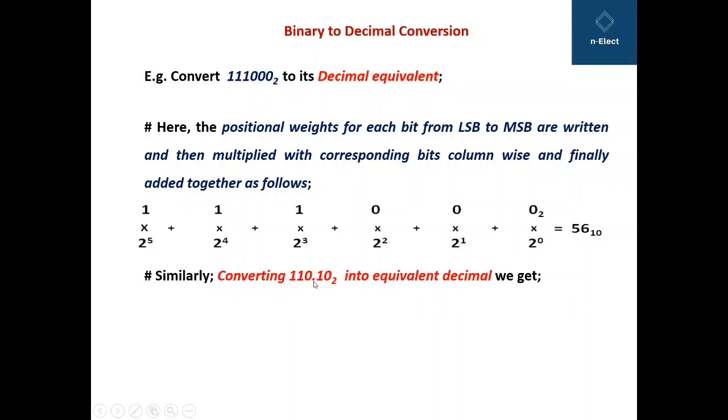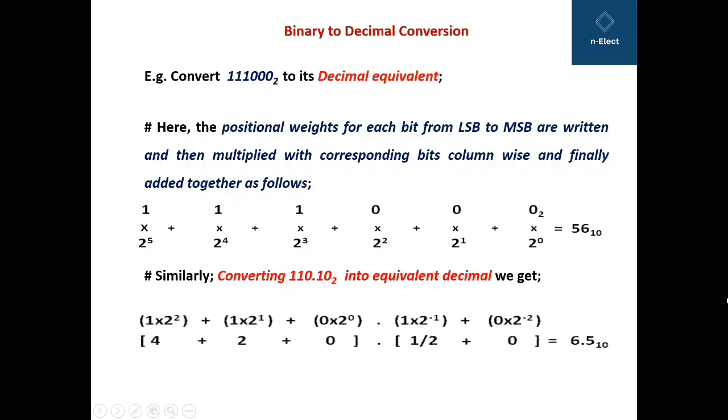Similarly, converting 110.10 binary into the equivalent decimal. Now see, this is a binary fractional number. So here 110, and this is the binary point, and 10 binary. Now how to convert it? Again by using the same methodology. For the integer part, we write the weights like this: 2 raised to power 0, 2 raised to power 1, 2 raised to power 2. And on this side, for the fractional part, 2 raised to power minus 1 and 2 raised to power minus 2.